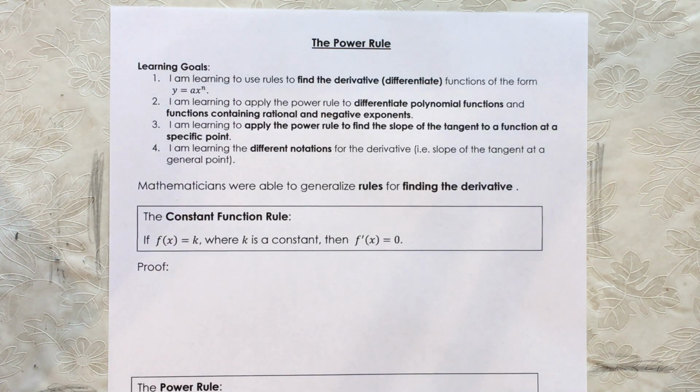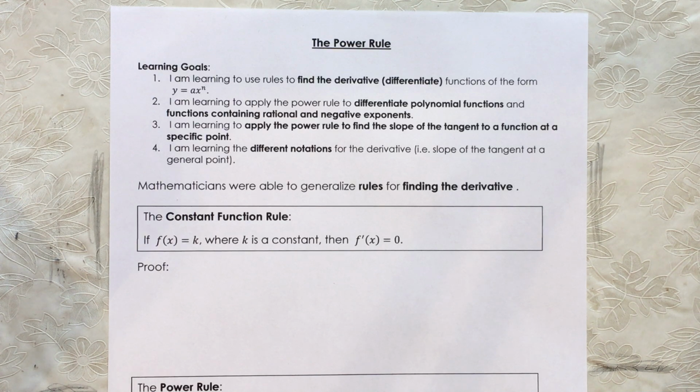Okay, this lesson is on the power rule. Our learning goals for today are learning to use rules to find the derivative or differentiate functions of the form y equals a x to the n. We're learning to apply the power rule to differentiate polynomial functions and functions containing rational, so fraction, and negative exponents. We're learning to apply the power rule to find the slope of the tangent to a function at a specific point, and we're learning the different notations for the derivative, i.e. the slope of the tangent at a general point.